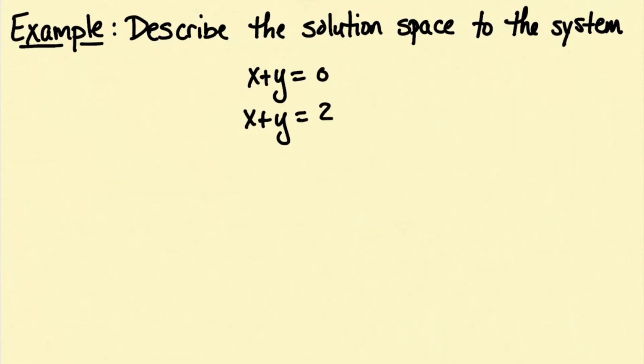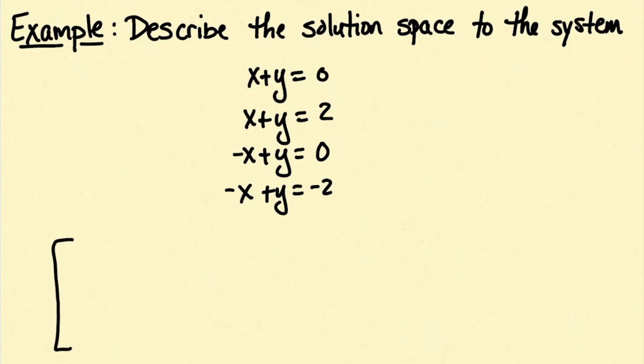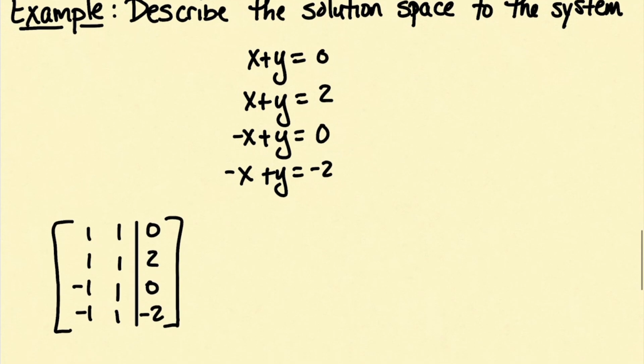For a final example, we want to describe the solution space to this system of 4 equations in 2 unknowns. It's a good idea to take a second, pause this video, and make an attempt at solving it yourself. Now that you've taken a second to give this a try on your own, let's work through the solution. First, we're going to translate this system into an augmented matrix.